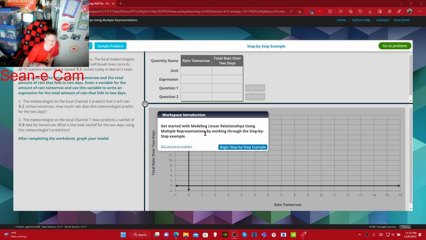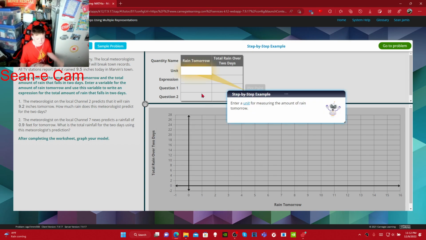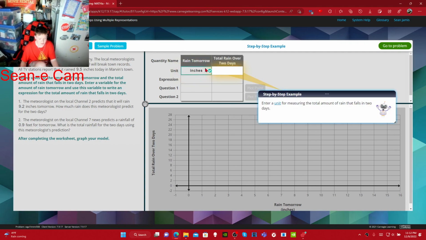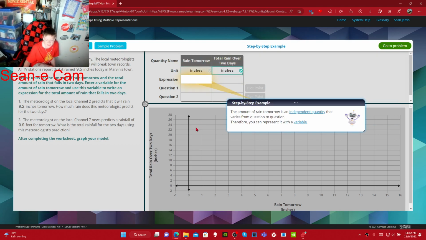So then the Mathia modeling linear relationships using multiple representations, step-by-step example. Enter unit for measuring the amount of rain tomorrow. It's inches, so I'll do that. And also inches. The amount of rain tomorrow is an independent quantity that varies from question to question.